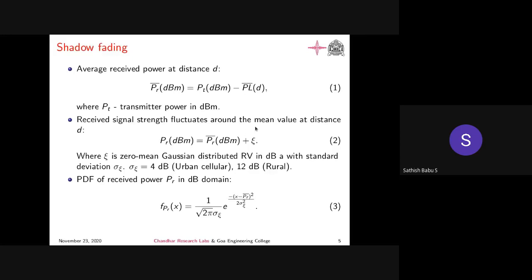This is a zero mean Gaussian random variable. Epsilon is also expressed in dB, because this complete thing is in linear scale dB, with a standard deviation of 4 dB. You know, two environments are there, whether the urban, cellular or rural scenarios. In urban scenarios, your deviation is 4 dB, whereas in the rural scenario it is 12 dB. And you know that the PDF of the shadow fading follows the log normal distribution. So the expression is given here.